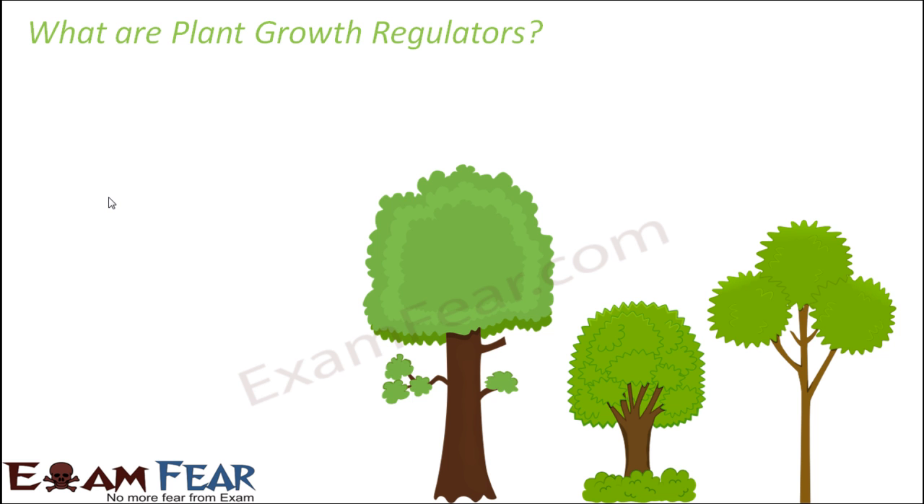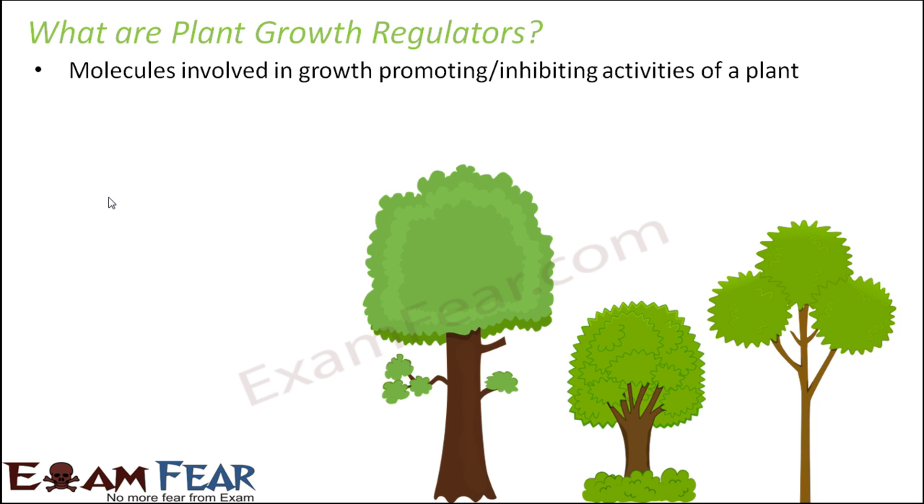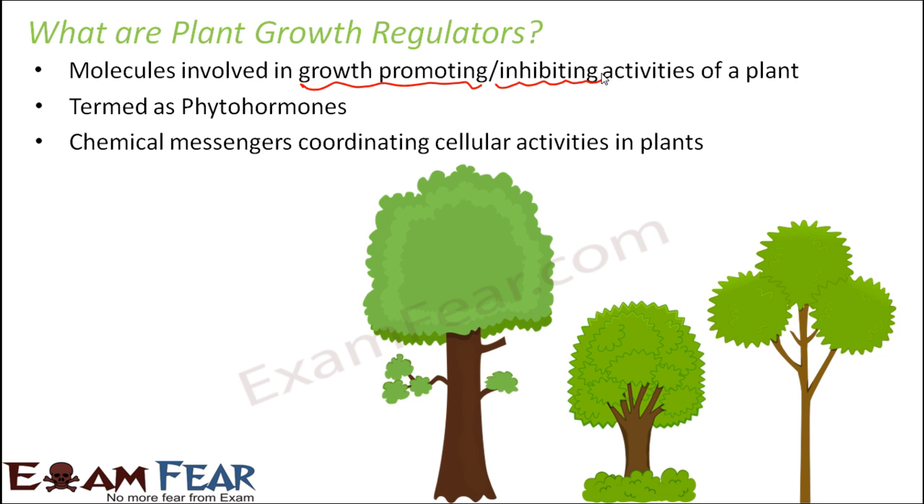Okay, let us now talk about plant growth regulators. Plant growth regulators or phytohormones or plant hormones, whatever you call them, they are all the same. So these are the molecules or chemical substances which are involved in growth promoting or growth inhibiting activities of a plant. That means these substances regulate the growth of a plant. So when you say regulate, it means it can either help them to grow or it can stop their growth. So both kind of substances are present there. They are also known as phytohormones or plant hormones. They are chemical messengers coordinating cellular activities in the plants, and that is why they are called plant hormones, because hormones are chemical messengers. They are the chemical substances which carry information from one part of the body to another. So that means they act as hormones.